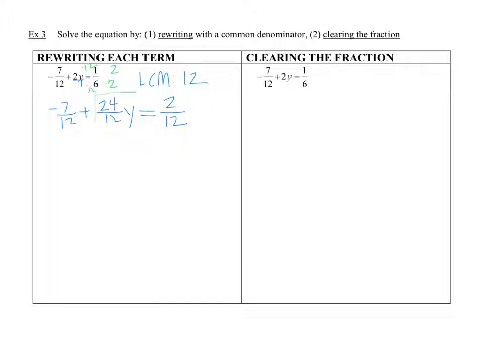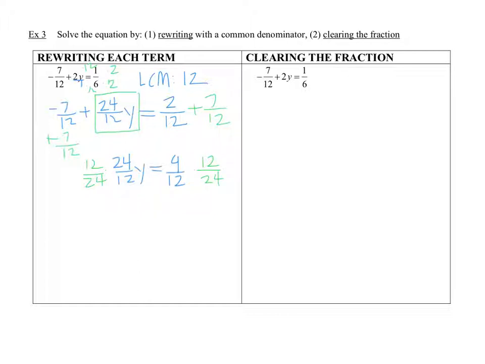We want to isolate that y term, so we're going to go ahead and add 7/12 to both sides to cancel out that -7/12. We are left with 24 over 12y, and that is equal to 2 plus 7, which is 9 over 12. Our last step is to completely isolate the y by multiplying both sides by the reciprocal of the coefficient, which is 12 over 24.